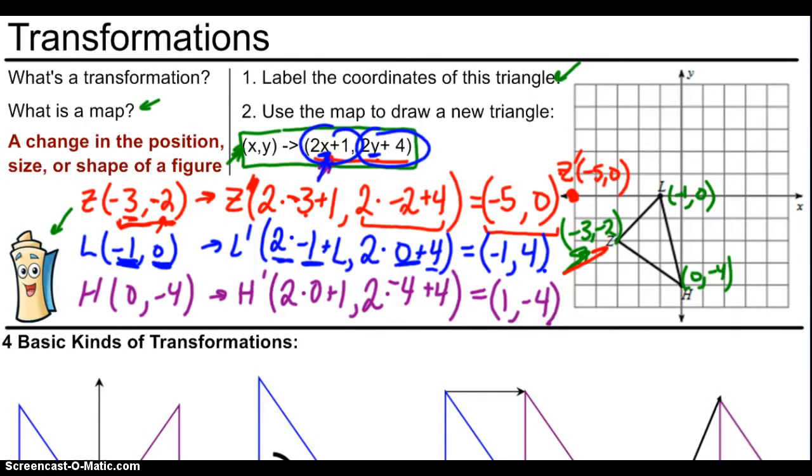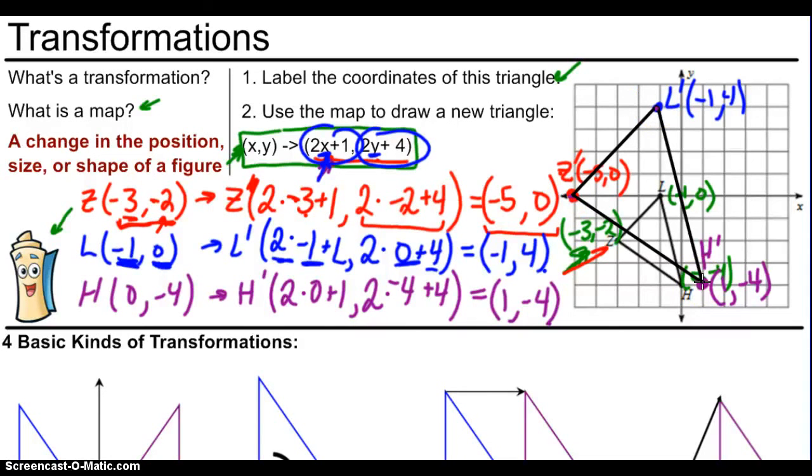So let's go ahead and plot those on the graph. L prime, the new L, is going to be at -1, 4, so that's L prime at -1, 4. And H prime, the new H, is going to be at 1, -4, which is going to be right here. And since my original figure was a triangle, I'm going to connect the dots between Z prime, L prime, and H prime to make that triangle. Alright, so you can see between Z prime, L prime, and H prime, I've got my new triangle.